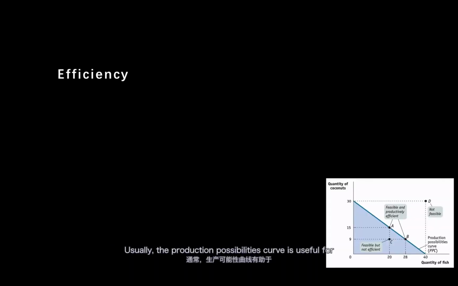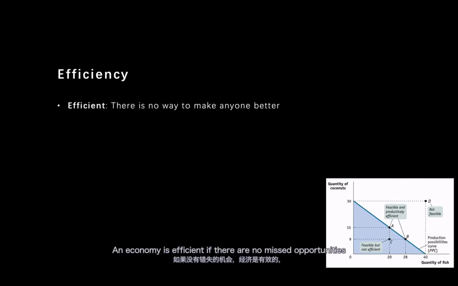Usually, the production possibilities curve is useful for illustrating the general economic concept of efficiency. An economy is efficient if there are no missed opportunities, meaning that there is no way to make some people better off without making other people worse off.